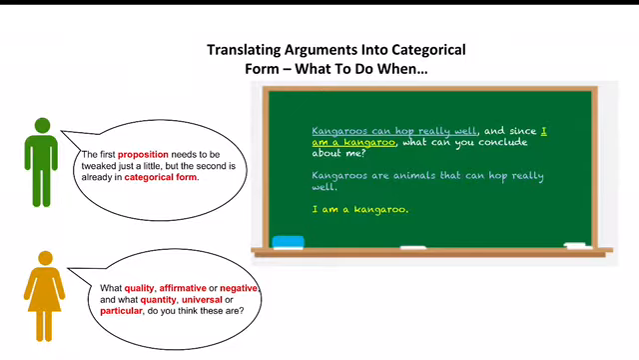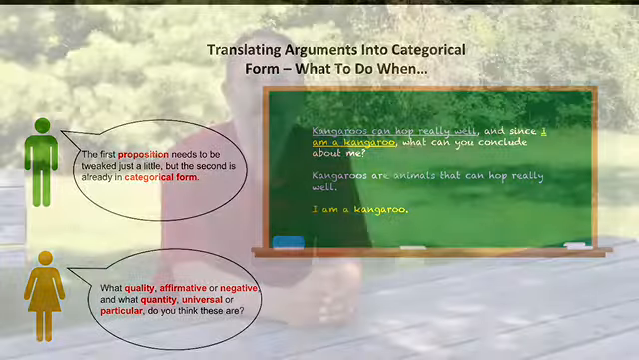And then the logic teacher comes back and says, what quality, affirmative or negative, and what quantity, universal or particular, do you think these are? Now, this is where it gets a little bit tricky. I think we could agree that for quality, both of the propositions are affirmative, right? They both seem to be stating something positive. They are affirming something. And the proposition that talks about kangaroos seems to be implying all kangaroos. That would be universal. But what about the I statement? Is that particular? I is one individual, in this case a kangaroo, or is I universal? Well, as it turns out, I is universal. I is the complete category of I.